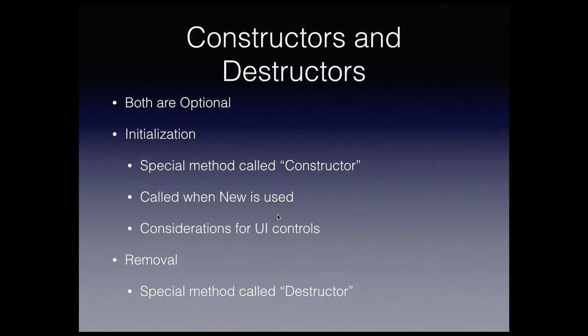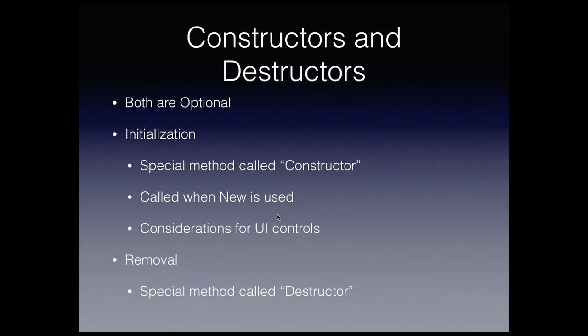First thing we're going to talk about are constructors and destructors. Both of these are optional, and they're essentially special methods that allow you to initialize your classes when they're created, or deinitialize, if you will, when the class goes away, when it goes out of scope, when it's cleaned up. You do this by having a special method on your class that has the name, surprisingly, called constructor. And this method is called whenever the new keyword is used to create a new instance of your class.